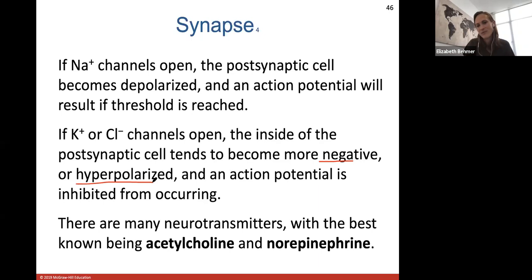There are many neurotransmitters, and if you go on to the next anatomy and physiology, you'll learn more. The best known are acetylcholine and norepinephrine. Can you give an example of this? Yeah, let's see, maybe I'll show a picture of the synapse, and then maybe that'll help a little bit.